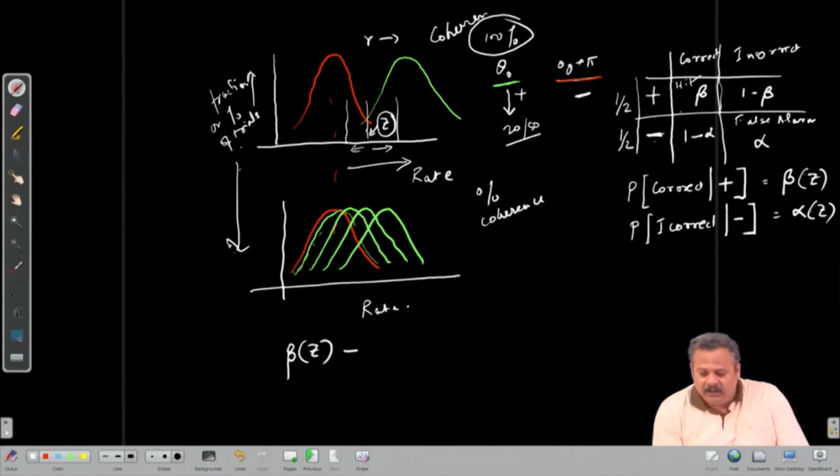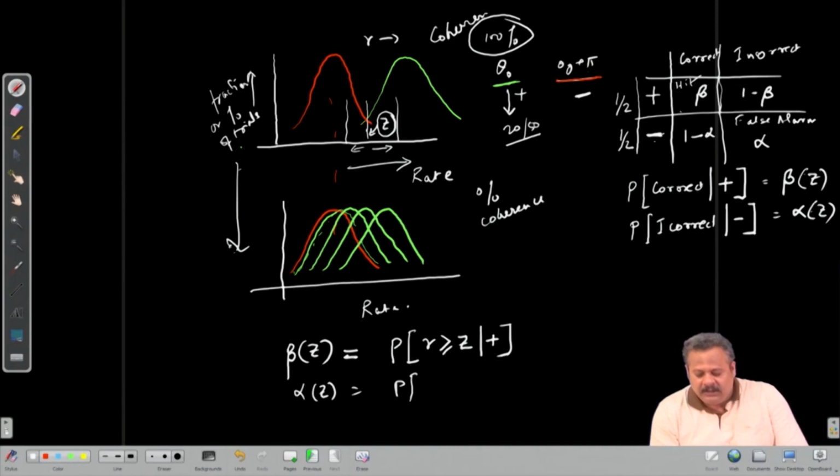So, this is Z, and we can also bring in the rate as the random variable. That is, beta of Z is the probability that our rate is greater than or equal to Z given a plus stimulus, and similarly alpha of Z is going to be the probability that R is greater than or equal to Z given a minus stimulus. So, this is hit and this is false alarm.